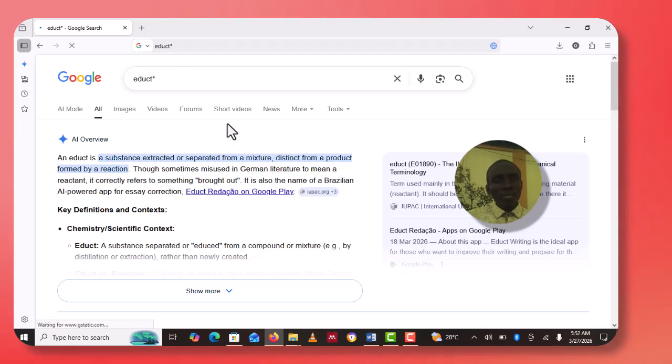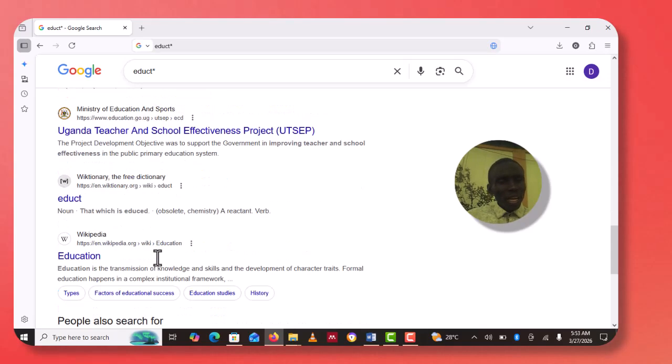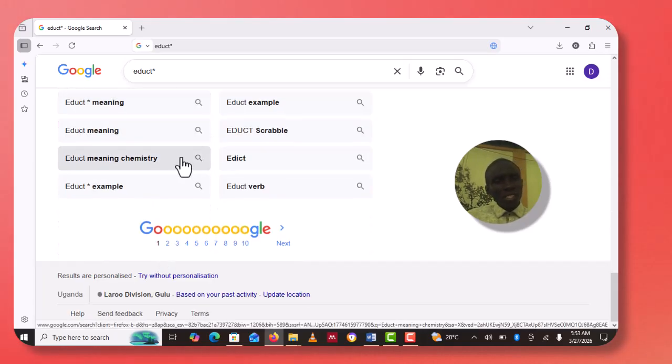Here we have educate. As we have seen, it has brought us educate. It has also brought education, and on the other side we will find something also related, educational. Moving further, we see that this also helps us find things we are not sure of.